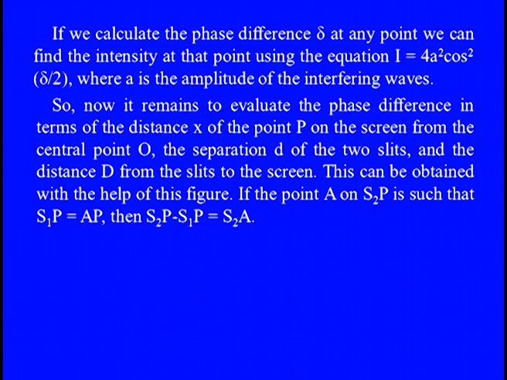So now it remains to evaluate the phase difference in terms of the distance x of the point P on the screen from the central point O, the separation d of the two slits, and the distance capital D from the slits to the screen. This can be obtained with the help of this figure. If the point A on S2P is such that S1P equals AP, then S2P minus S1P will be equal to S2A.